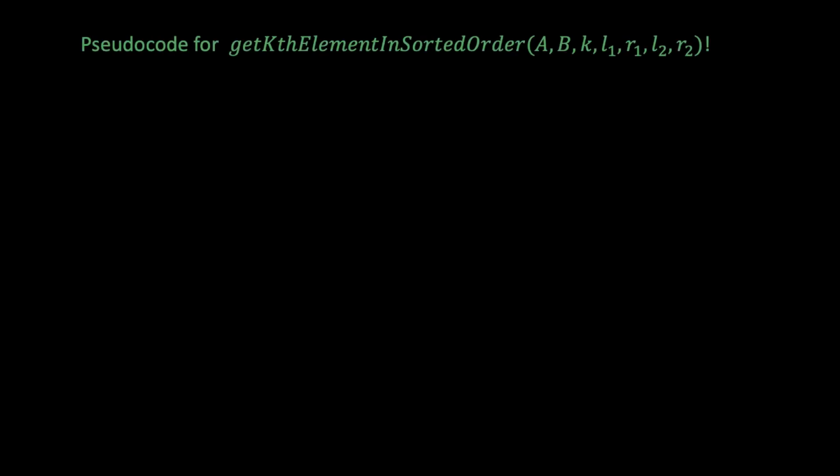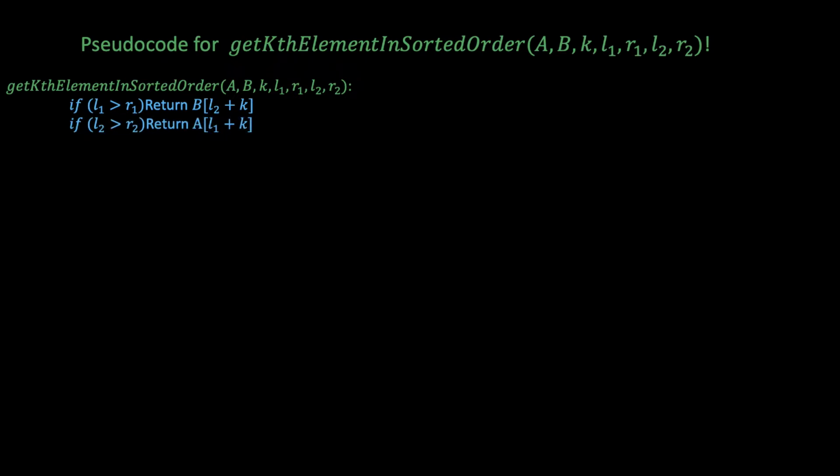We're now finally ready to write the code for the get kth element in sorted order function. First, we will check if L1 is greater than R1. If that is the case, then that simply means that A is empty. So the kth smallest value in B from L2 to R2 is simply B[L2 + K]. Similarly, we can check if B is empty and return the kth element in A from L1 to R1. Next, we calculate M1 and M2, the indices of the pivot elements of A and B from L1 to R1 and L2 to R2 respectively.